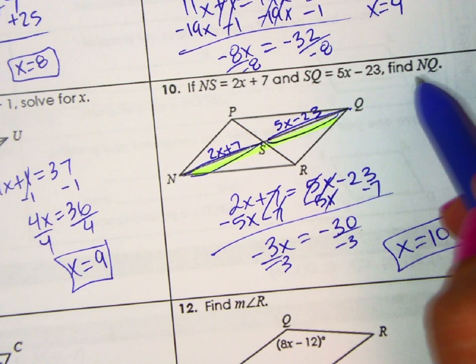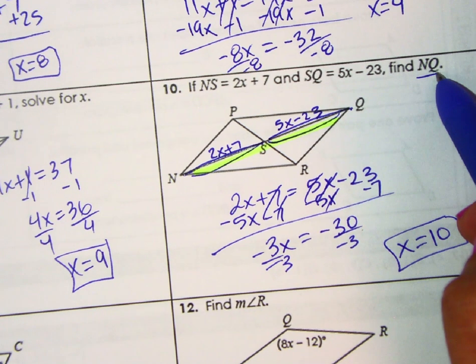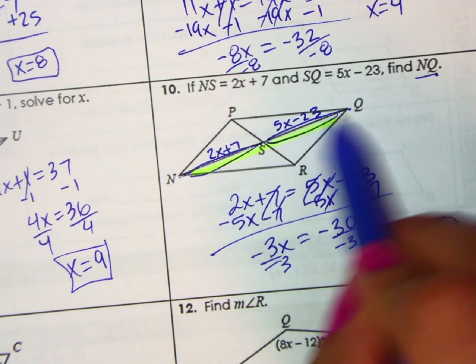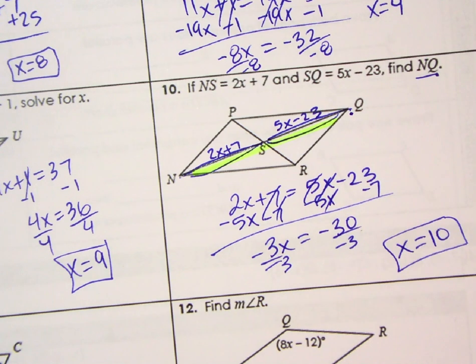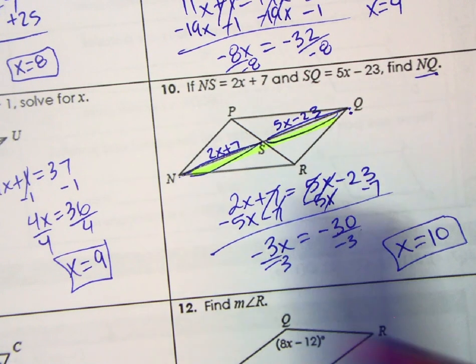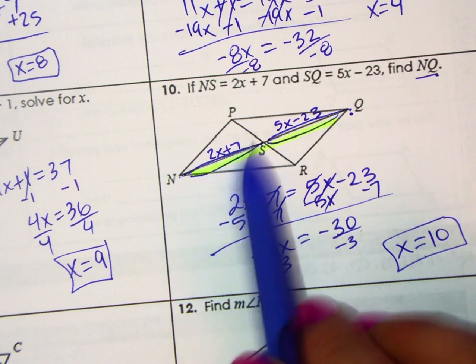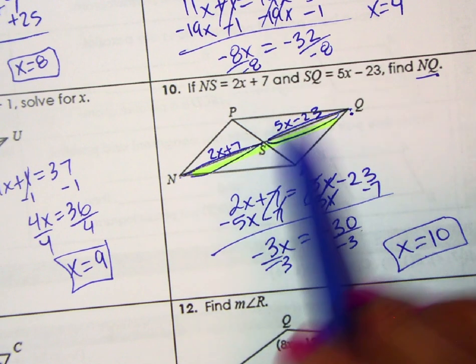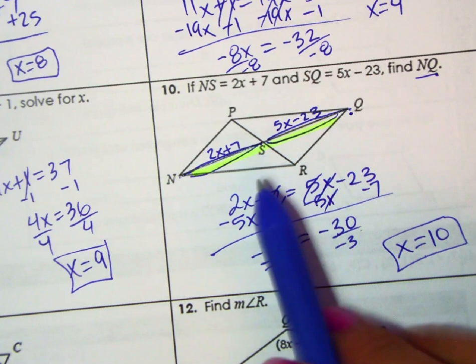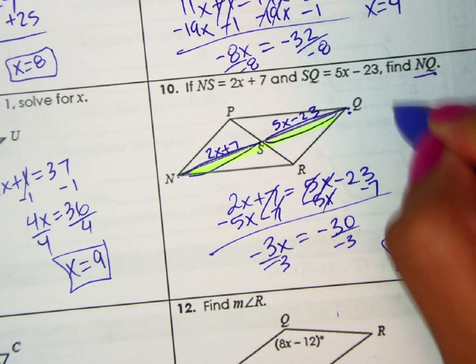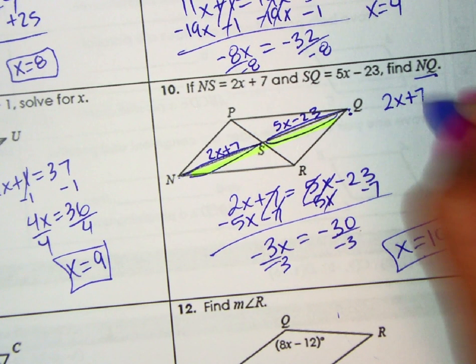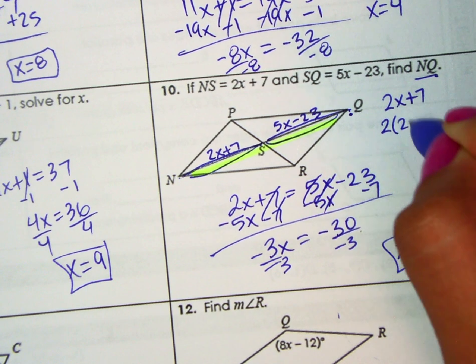It's asking to find NQ though. So now we look at NQ. NQ is the whole thing. So we need to either plug this in into 1 and then double the answer, or we need to combine like terms and then plug it into the expression. I believe we can just solve for 1 and then double it. It might be easier.